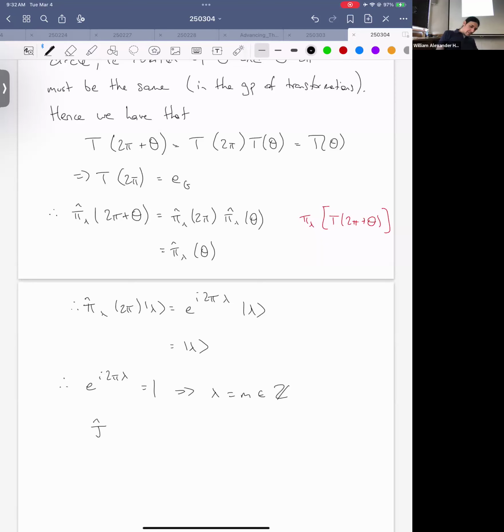So we're going to have that J acting on the state M is M, and pi sub M of theta on M is e to the i M theta, M. And we've now classified all of our unitary irreducible ordinary representations of SO(2). Let me pause there.